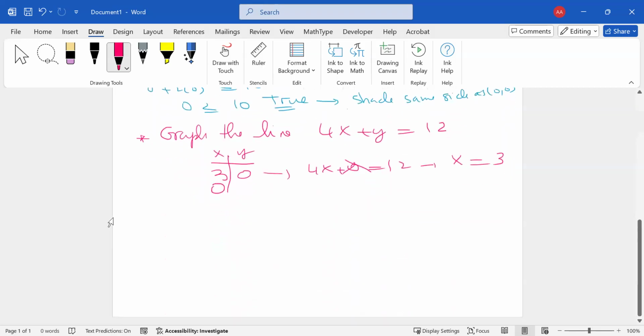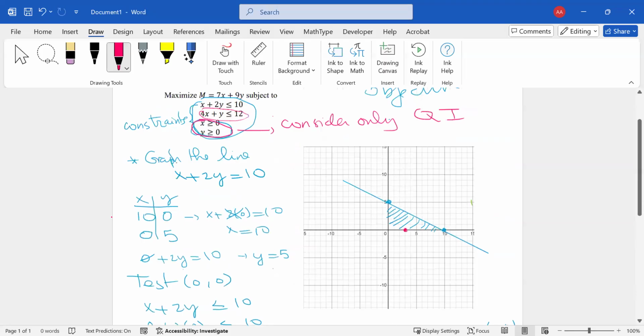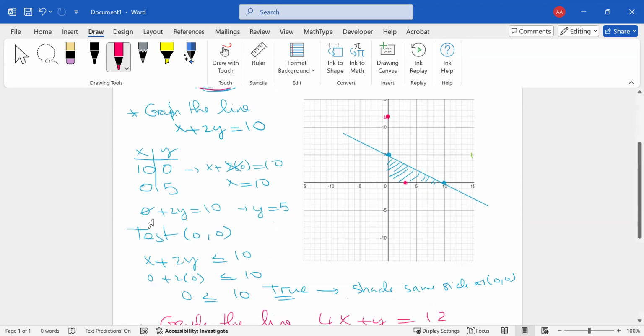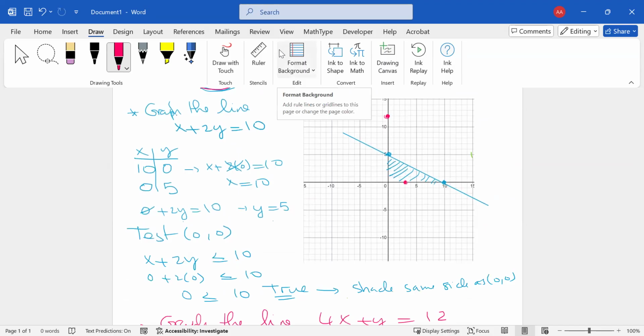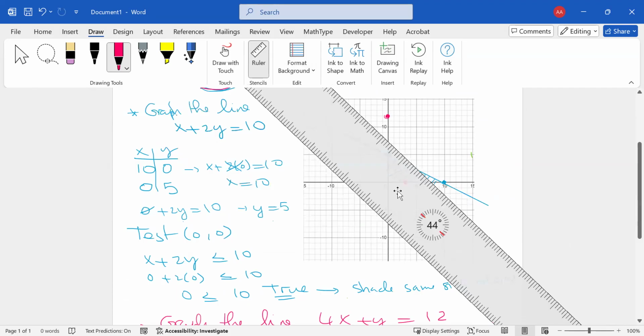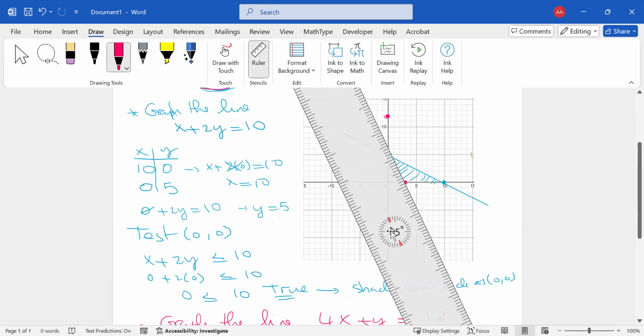Okay, and then for the y-intercept, we set x equals 0, we get 4 times 0 plus y equals 12. So we get y equals 12. So that's (0, 12), which is all the way up here. Okay, so now again, I get my ruler out and graph the line. We're going to take advantage of the technology, right?